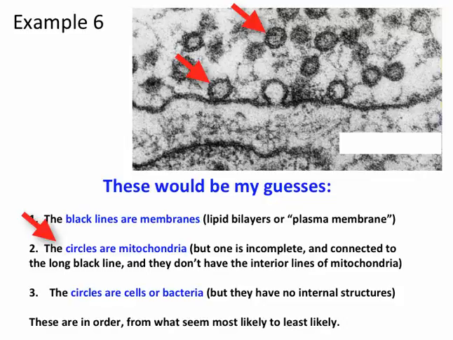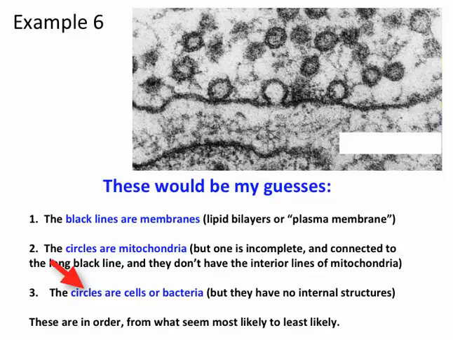Second, the circles could be mitochondria. Some of them look a bit like they might be a cut through a mitochondria, but mitochondria usually are not all circular, and all of these are. In addition, one of them is incomplete. If you look at the one in the middle, it's actually connected to the long line that goes all the way across. That would be surprising for a mitochondrion. So it doesn't really seem like it's a mitochondrion.